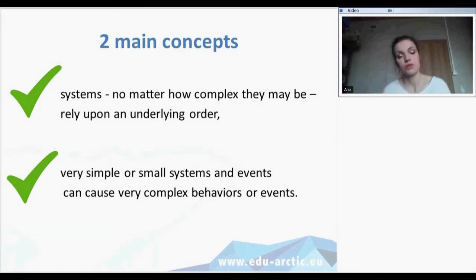So this was the starting kit of terms, and two main concepts of chaos theory are the idea that systems, no matter how complex they may be, have some underlying order, even if we don't see it, if we don't perceive it. There is an order, we just cannot see this pattern. And on the other hand, that even very simple or small systems and events can cause very complex behaviors or events, like in the butterfly effect.